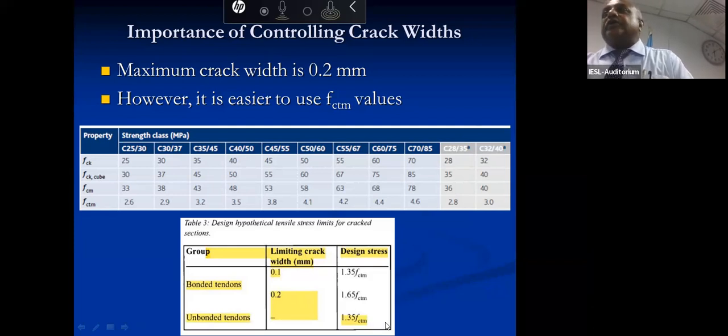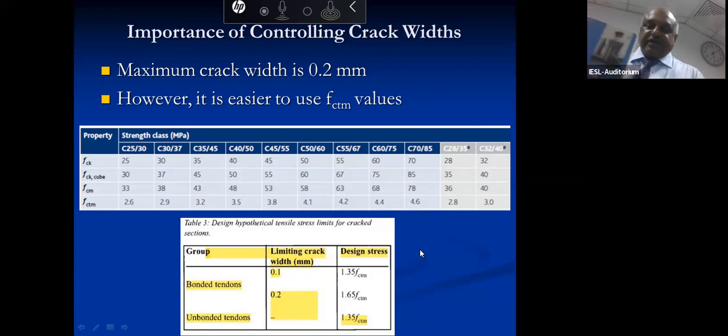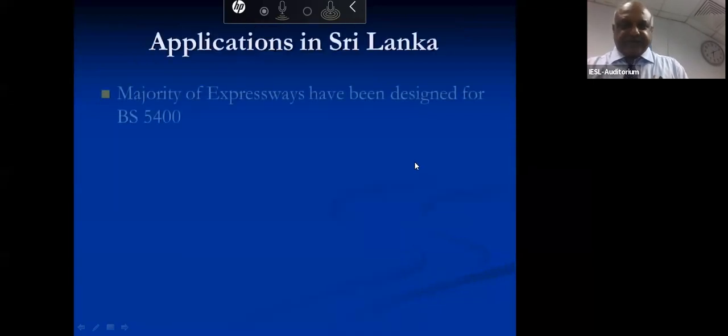If you would like to get yourself familiar with Eurocode crack width calculation, I would recommend a book by Mosley and Bungey. This is a very good book with a lot of good examples. So you can look at a book like Reinforced Concrete Design by Mosley and Bungey. Very good book. You can also look at Reynolds Handbook to become familiar with crack width calculations for Eurocode. The new version of Reynolds Handbook also has crack width calculations.